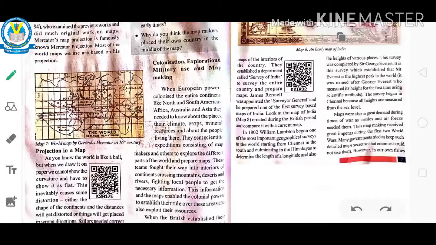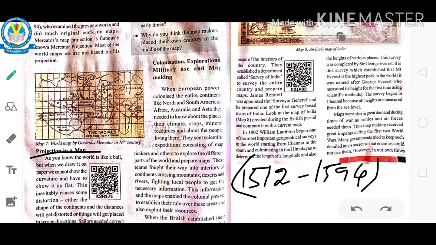So, moving to projection in a map: the Mercator projection. In the 16th century, Gerardus Mercator, 1512 to 1594, known as the father of modern cartography, carried out proper work on maps. His projection of the maps is called the Mercator projection. The maps which we use today are based on this projection.